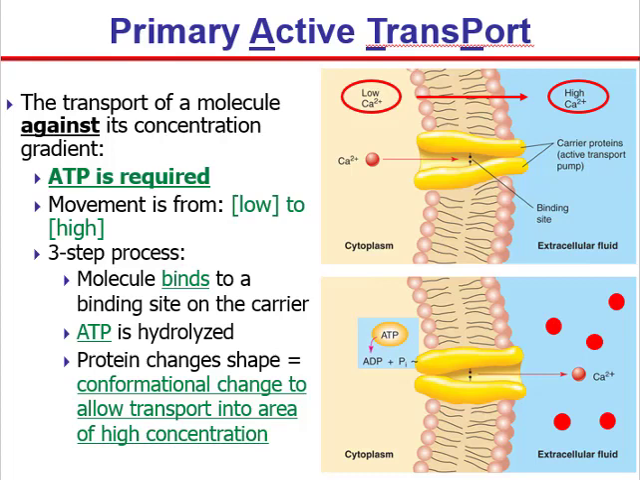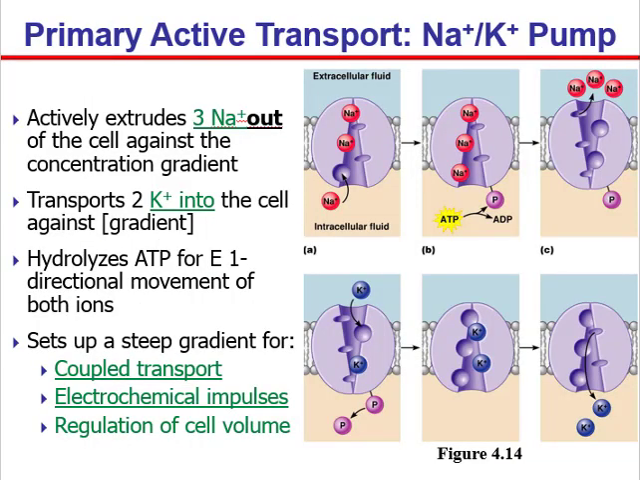This protein has to be able to cleave a terminal phosphate off of ATP. When it becomes phosphorylated and ATP donates a phosphate group, the protein's now energized to do this kind of uphill work. Another common example of primary active transport is the sodium-potassium pump. It's a pump because it's going to push sodium and potassium against their concentration gradient in both directions.